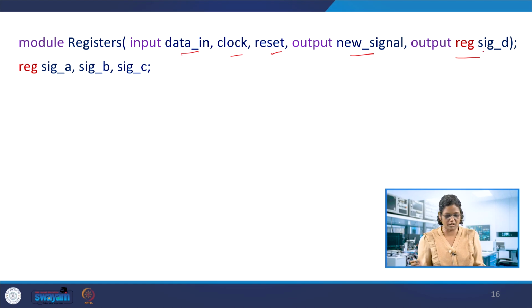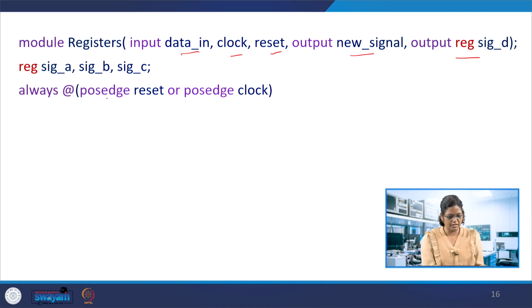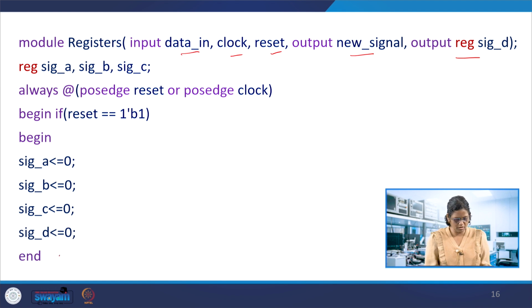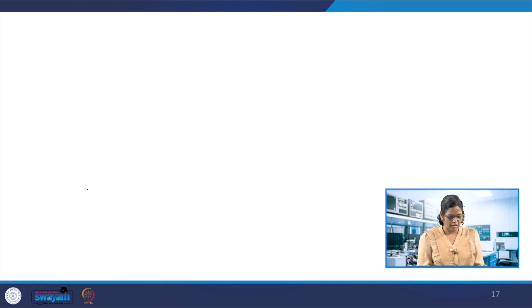You can see the same declaration over here, with always at posedge of reset or posedge of the clock. Next, if reset is 1, declare all of them as zeros, that is, assign A, B, C, D zeros, and there is no change over here. And you can see that the new signal is not initialized if there is a reset. So it is not under the influence of the reset or the always block. It is not coming into the picture. And if reset is 1, that is the case.